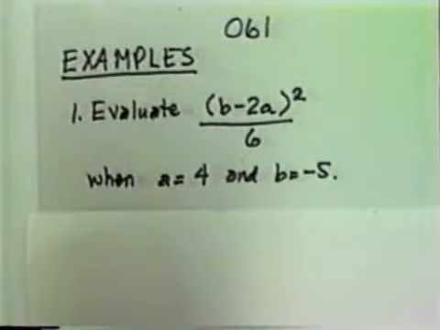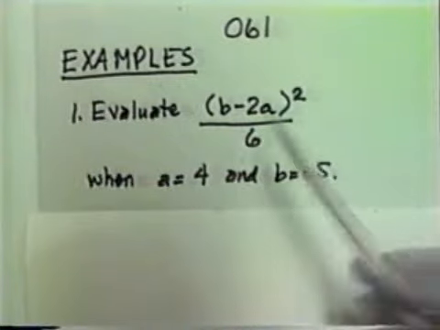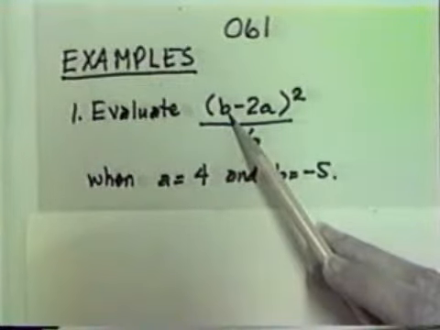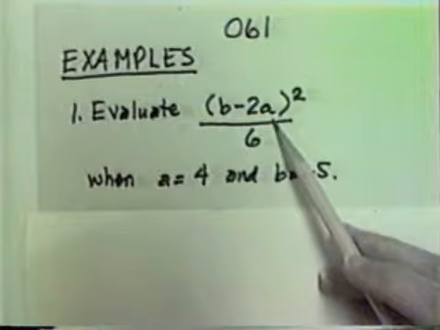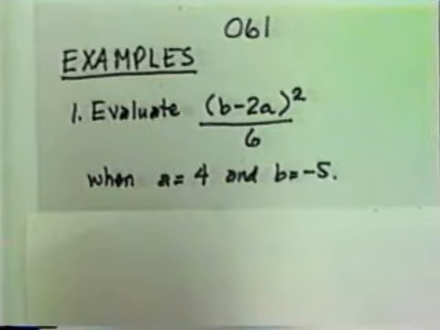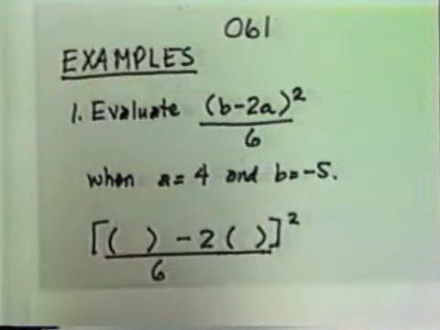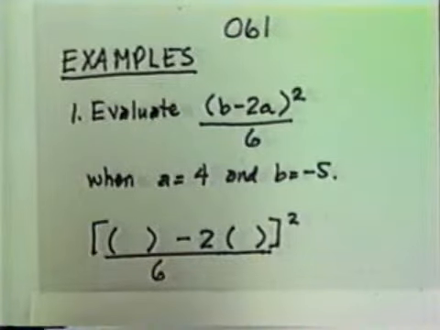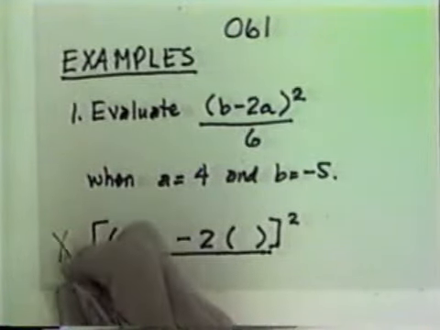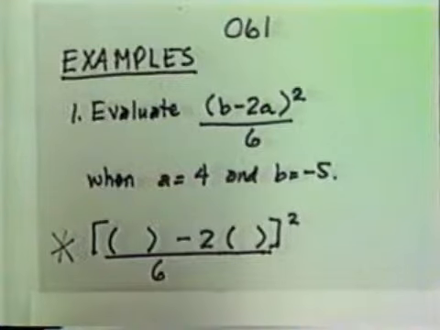So let's do the evaluation. We've got to replace the b with what it represents and the a with what it represents. So let's write the form that will receive our replacements. This is very important. I highly recommend that you write this form. Let me put a star beside it to remind you that this is something really important for you to write down.